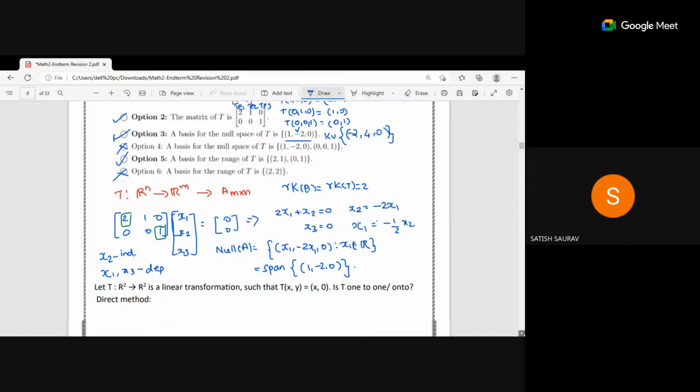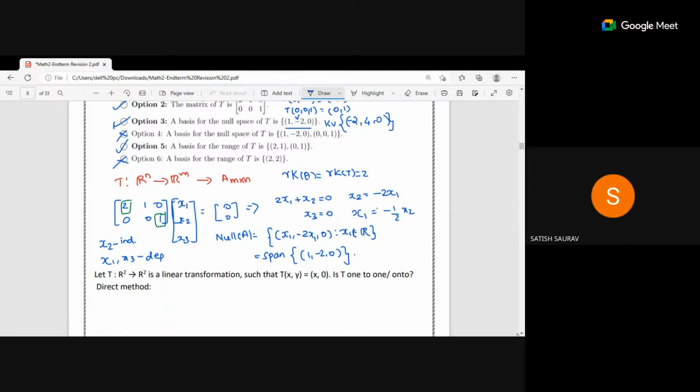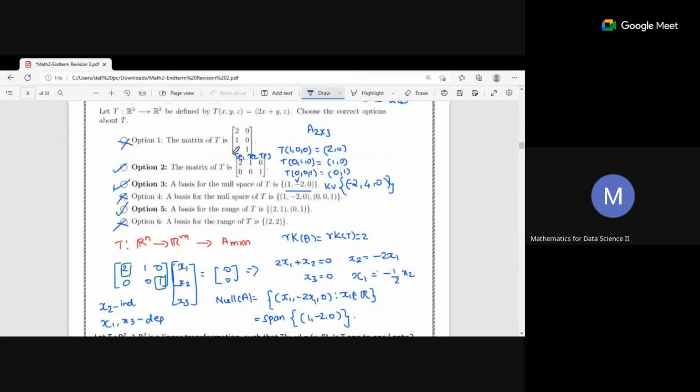Madam, in this question, how is option 5 correct? Here you see, what is the rank of T? The rank of T is equal to 2. What is the range of T then? If it is full rank, the range should be 2, equal to the rank, right? So any basis of R2 will be a basis of the range, correct?